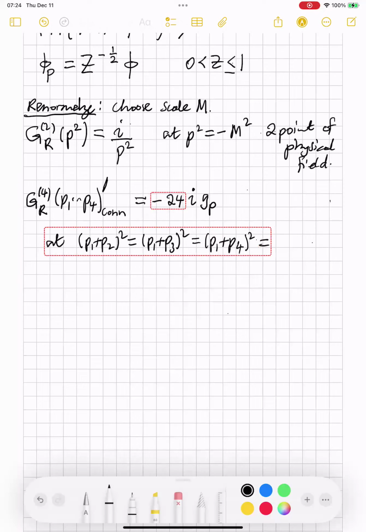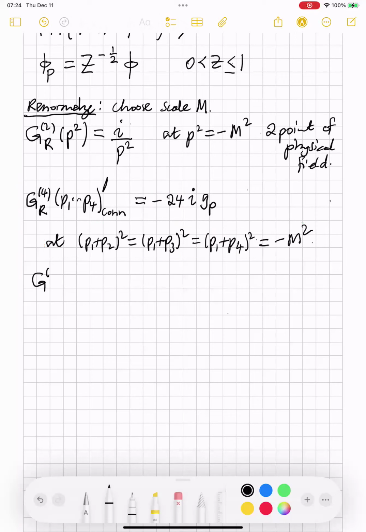And this is equal to minus m squared. Good. Okay, so I have just told you what it looks like. And now let's write down explicitly what this renormalized correlator is. Let's be clear on this.